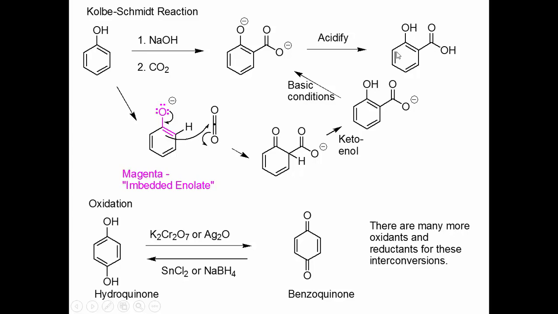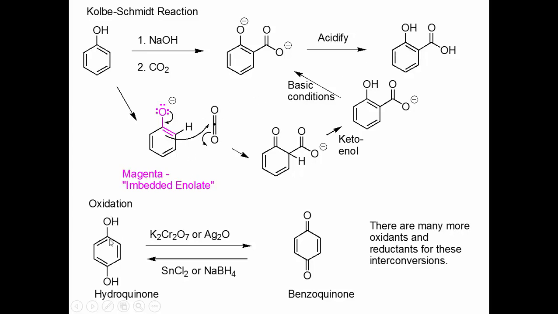The reason this works is because if you look at the phenol anion and what I've shown here in magenta, you can sort of see what we call an embedded enolate. This is an enolate, and recall that enolates will react with CO2. That gives you this compound initially. The keto-enol tautomerism is going to favor the enol because it's aromatic. We still have an acidic proton, so under basic conditions, you're going to get this dianion, and acidification gives you this compound here.